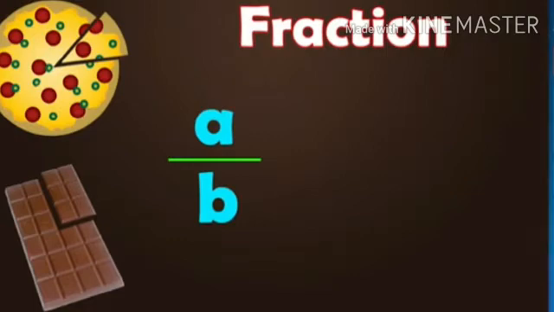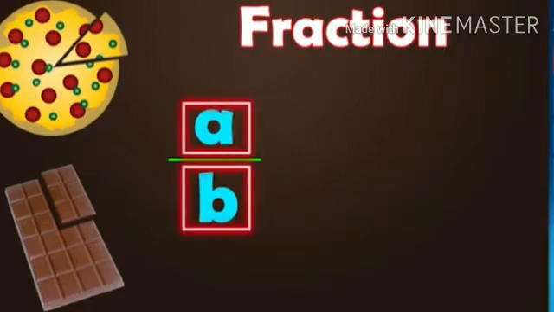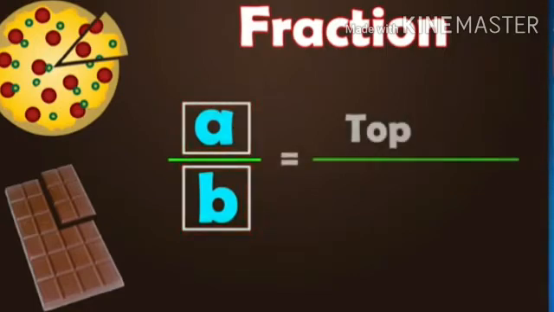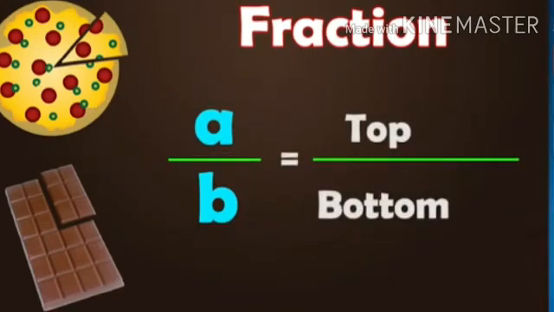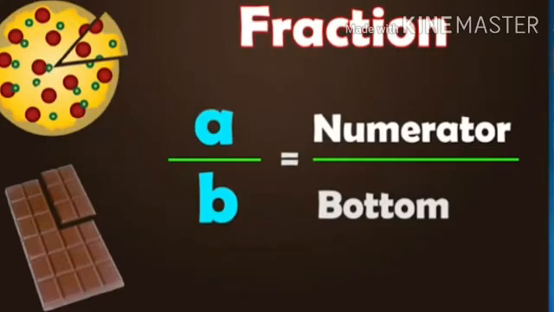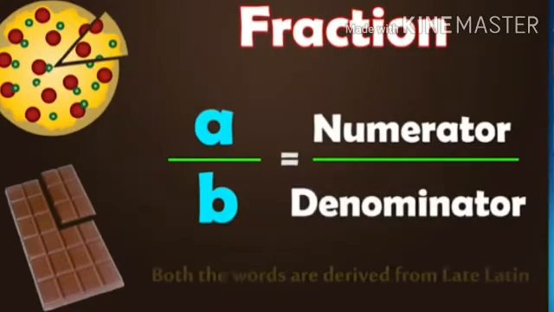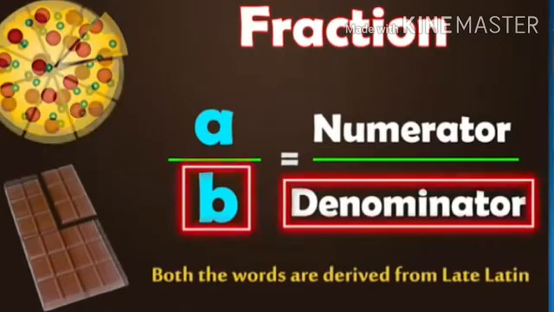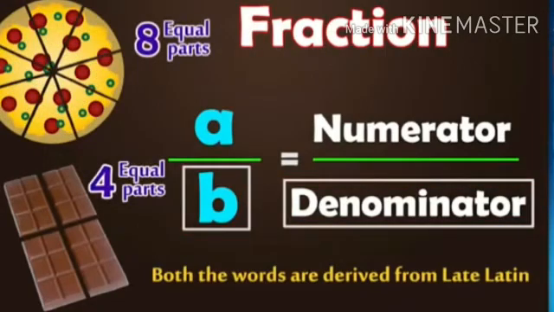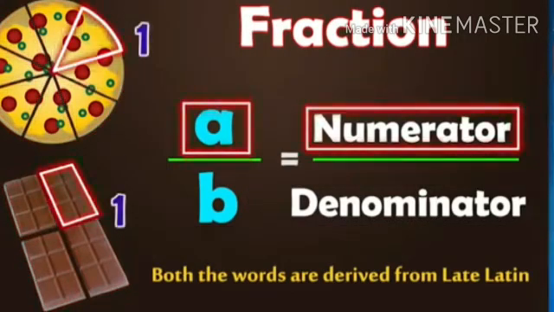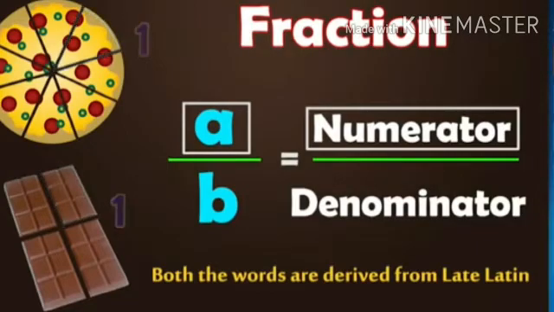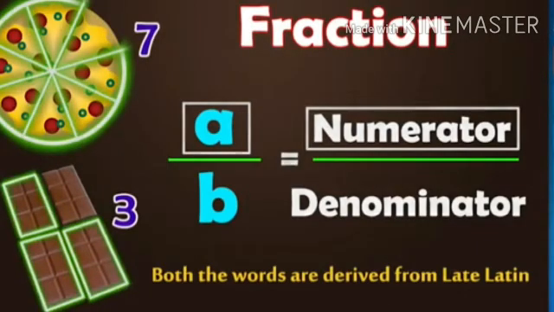As we can see, a fraction has 2 parts, one top part and one bottom part. The top part is known as the numerator and the bottom part is called the denominator. Denominator is the total number of equal parts in which the whole is divided. And numerator is the number of equal parts which have been taken out or which have been left out.